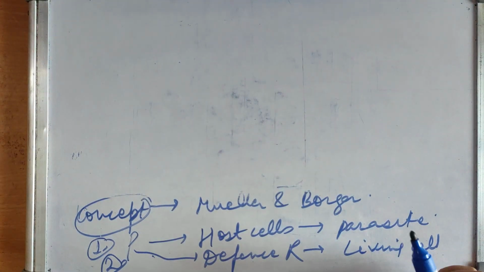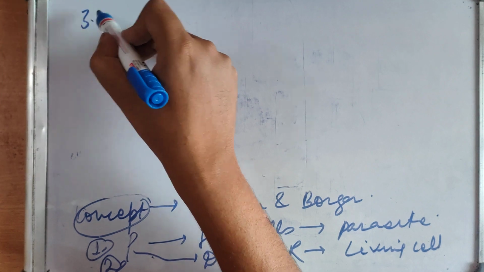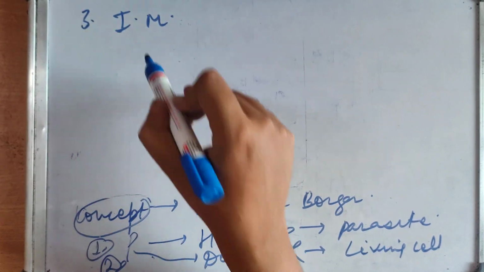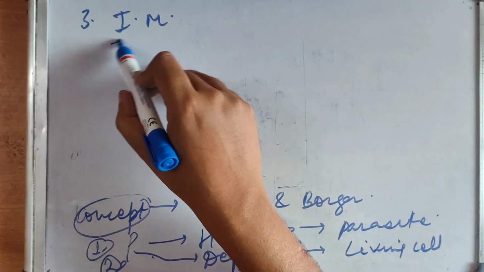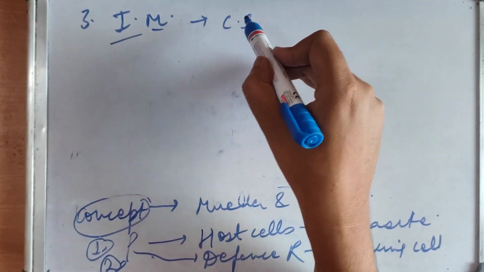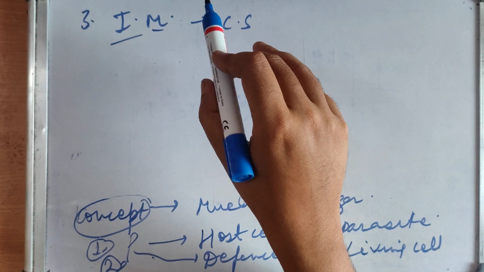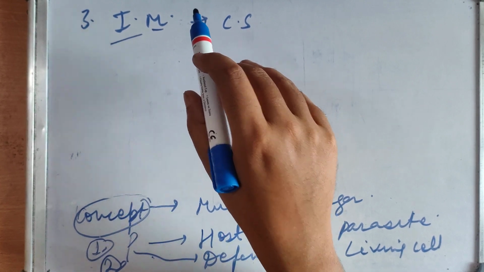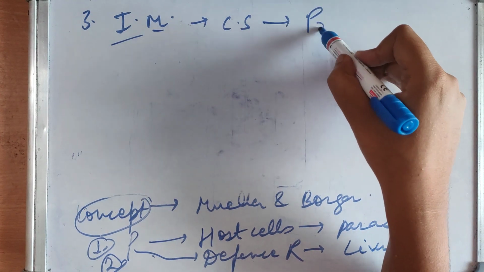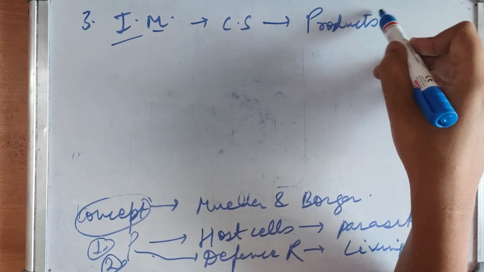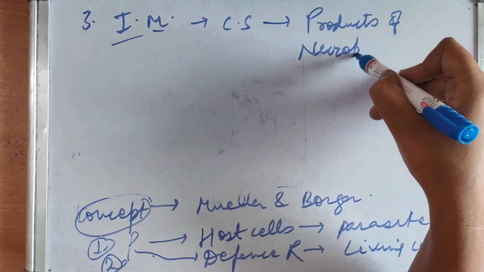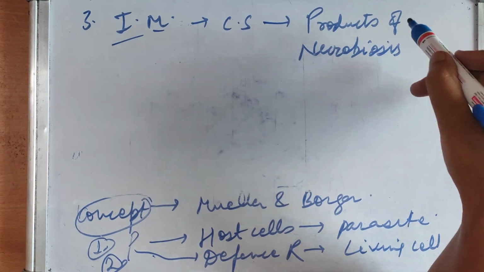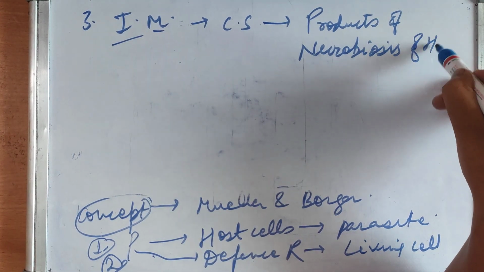Number 3, the inhibitory material, IM, that is inhibitory material, is a chemical substance and may be regarded as a product of necrobiosis of host cell.